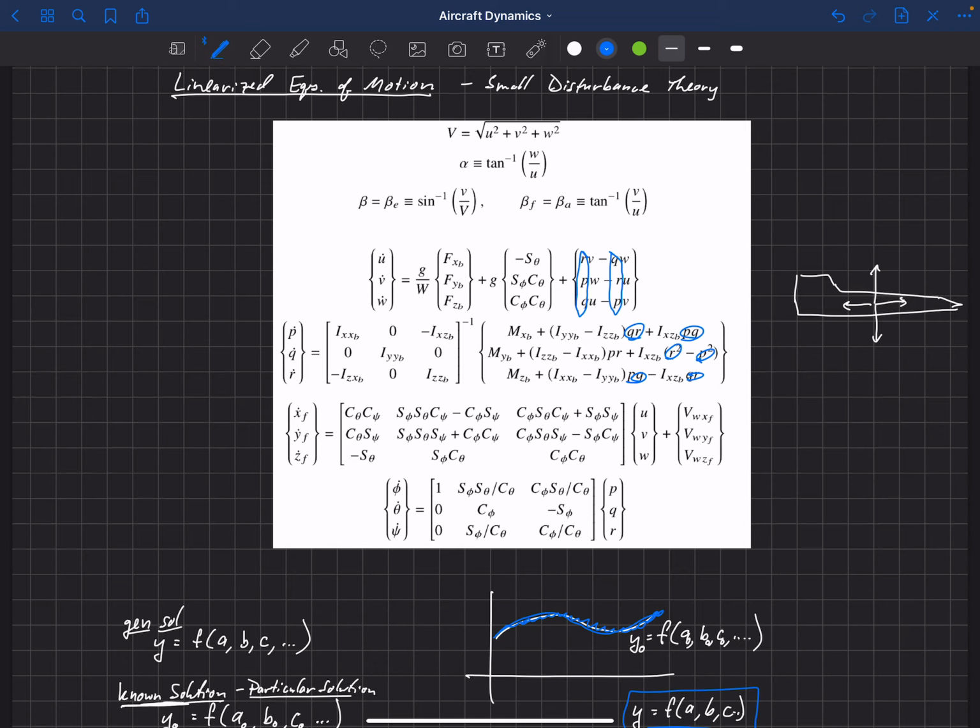And we're going to start there from our known solution, and then we're going to look at the general solution, where we look at all of this stuff, how the general solution is going to deviate from that steady level flight condition based off of the properties of the aircraft.